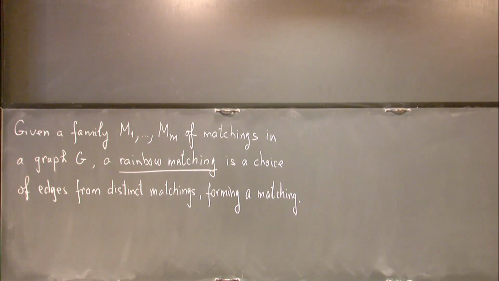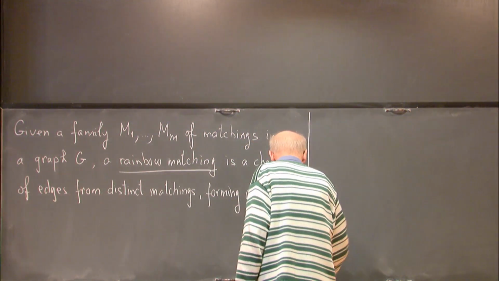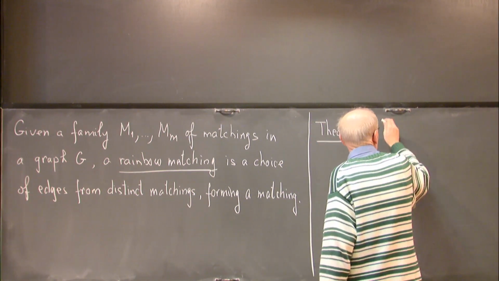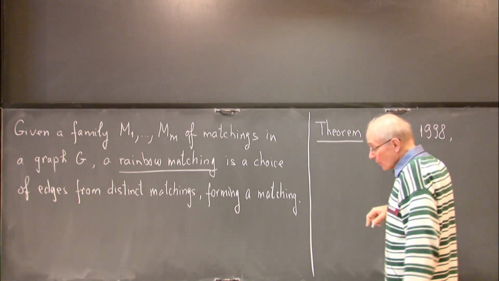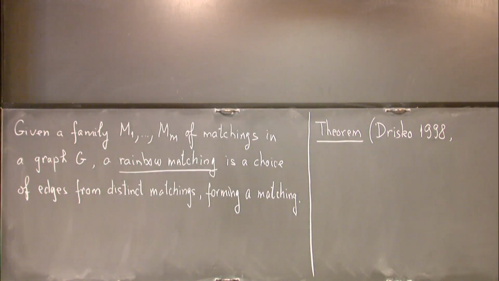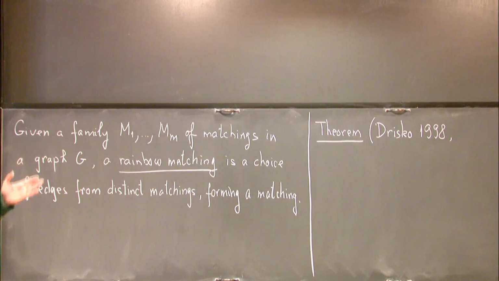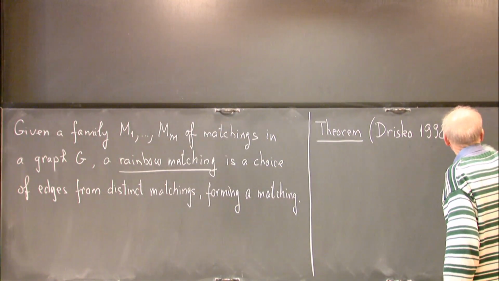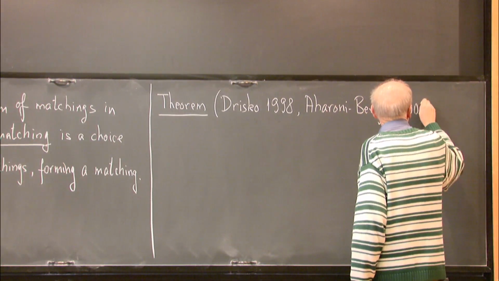And here's a theorem which is usually referred to as Drisko's theorem from 1998, although Drisko was interested in this question because of some questions on Latin squares. And so he formulated it in terms of Latin squares and not in terms of rainbow matchings. And he also had an additional condition, which later turns out to be not necessary. So in this form, this was reproved by Aharoni and Berger in 2009.